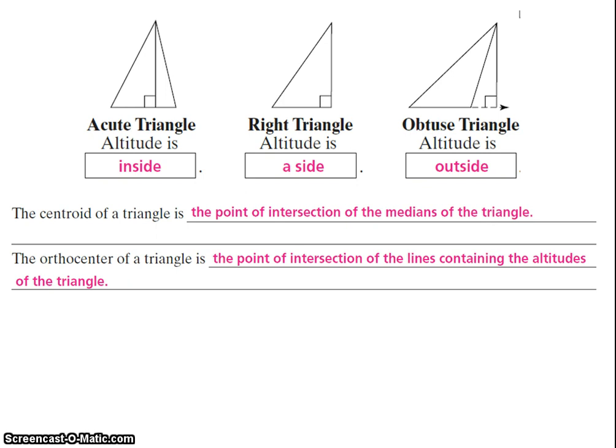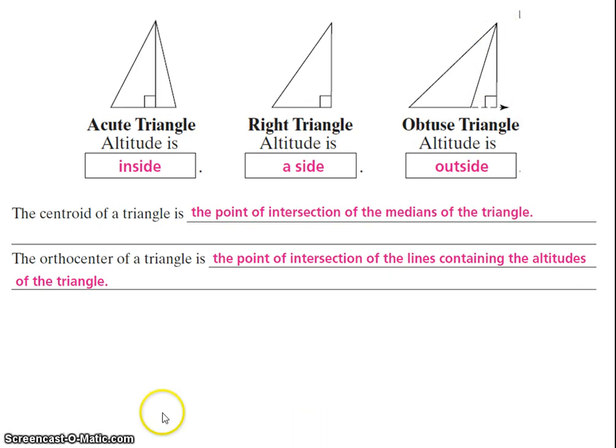A little bit more about altitudes. They can be in 3 different places depending on the type of triangle. If it's an acute triangle, the altitude will be inside of the triangle. If it's a right triangle, it can be one of the legs on the side. If it's an obtuse triangle, the altitude will be outside. Point is, it has to be a right angle up to the vertex.